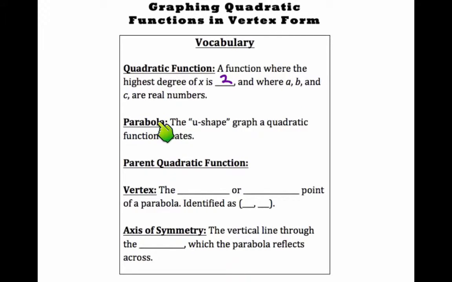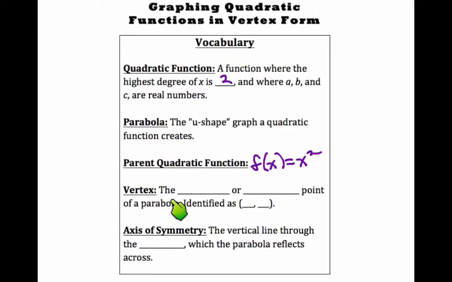A parabola is the fun word that you guys love repeating in class, which is the U-shape graph that a quadratic function creates. A parent quadratic function is where we have f of x equals x squared. That's our parent quadratic function.